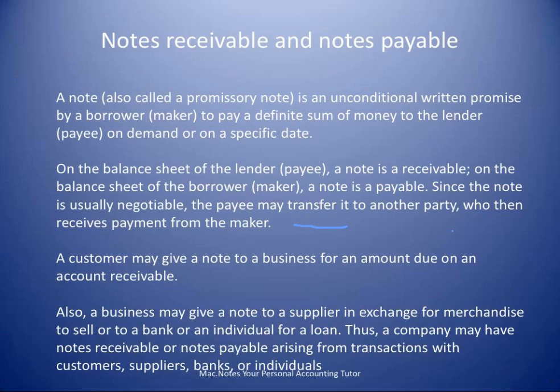A customer may give a note to a business for an amount due on an accounts receivable. Also, a business may give a note to a supplier in exchange for merchandise to sell, or to a bank or an individual for a loan. Thus, a company may have notes receivable or notes payable arising from transactions with customers, suppliers, banks, or individuals. So there you have the accounting for both notes receivable and notes payable.